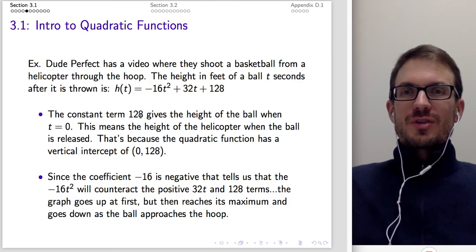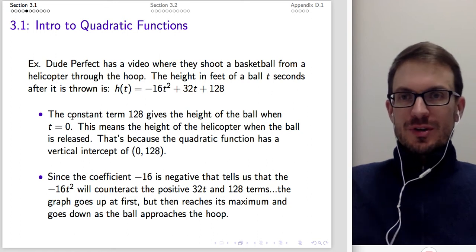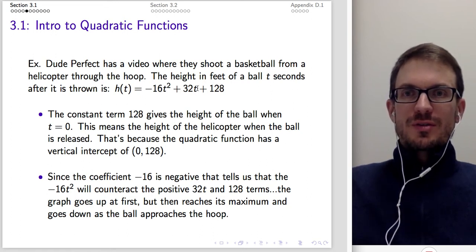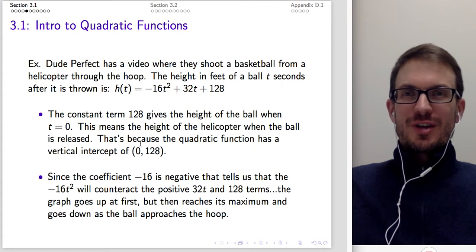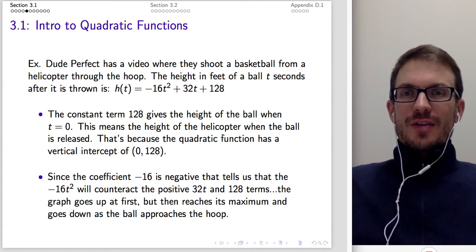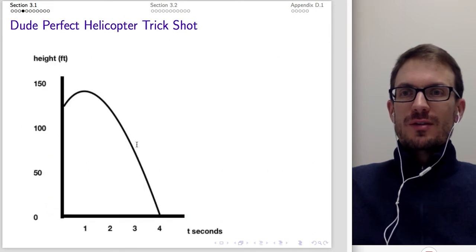Right, so the constant term 128 gives the height of the ball when the ball is released at t equals 0. Right, so plug in t equal to 0. These terms drop out. We're left with h of 0 equals 128. That's the height of the helicopter when the ball is released. That's the interpretation here. And that's because the quadratic function has a vertical intercept of 0, 128.